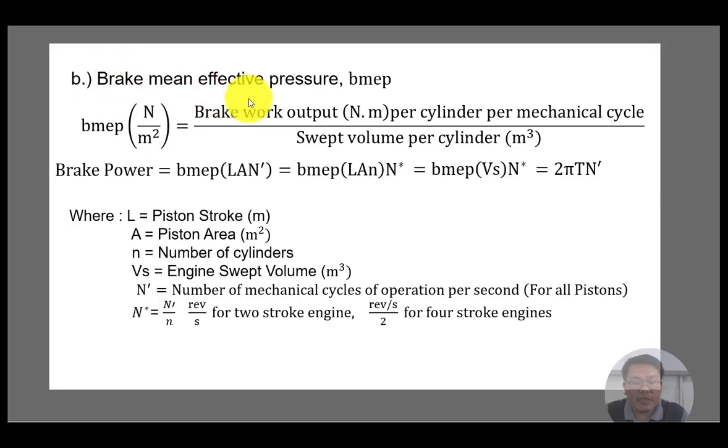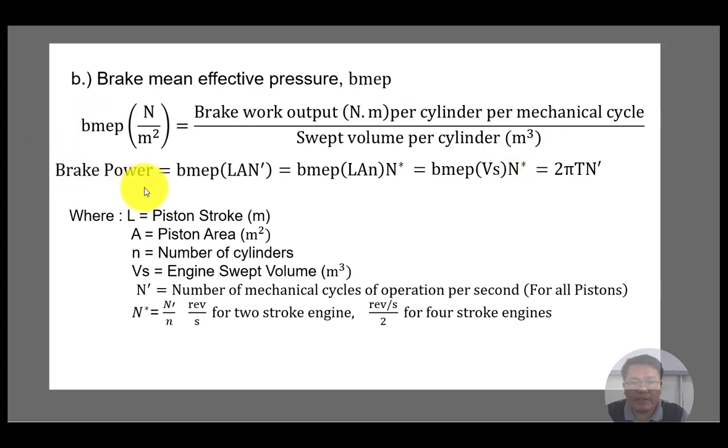Then for brake mean effective pressure, BMEP, take note that IMEP is a mean effective pressure, so its unit is pressure. Take note, the unit is always Newton per square meter. Now for BMEP, we have brake work output, in Newton meter, per cylinder per mechanical cycle, divided by the volume swept per cylinder, which is also in cubic meters.